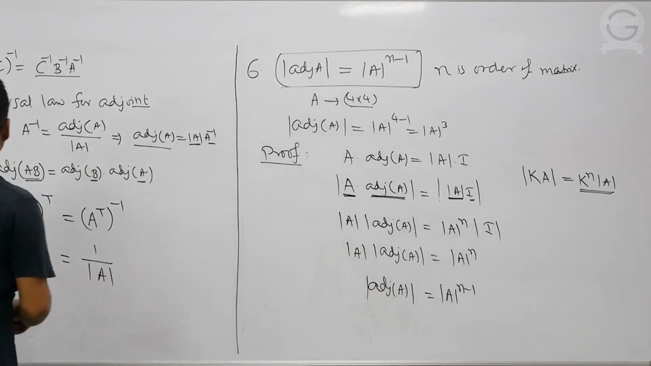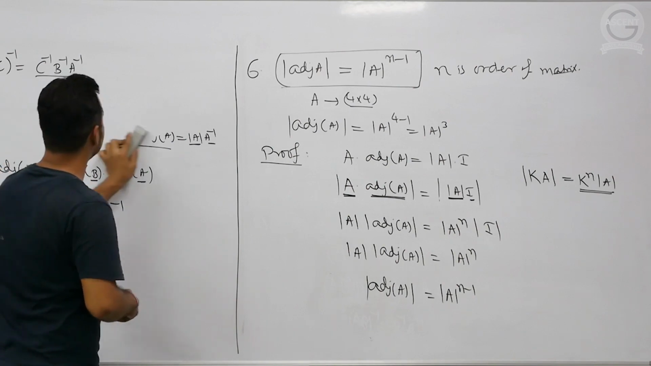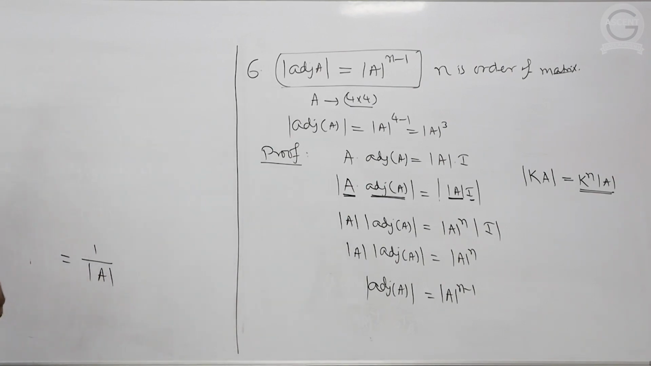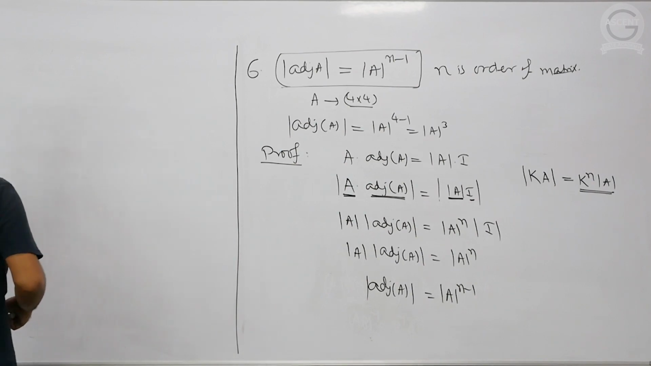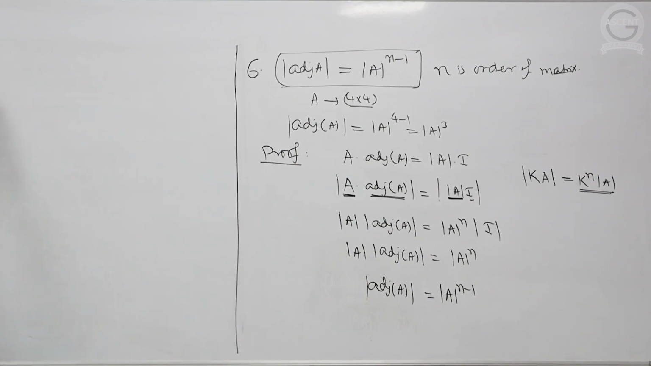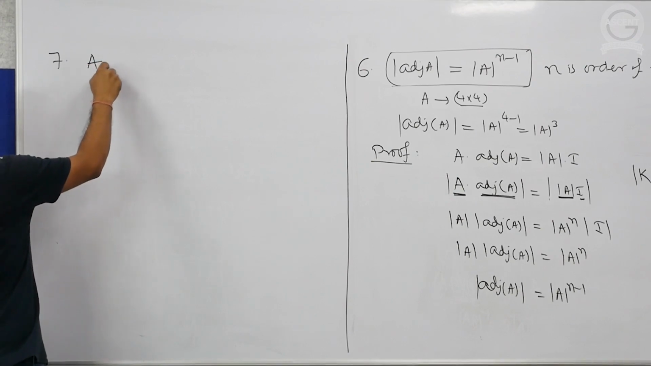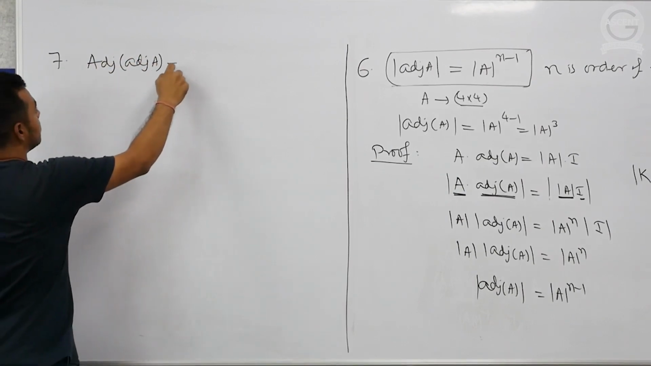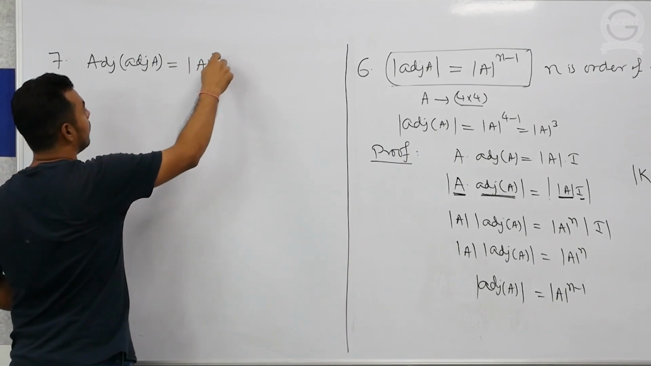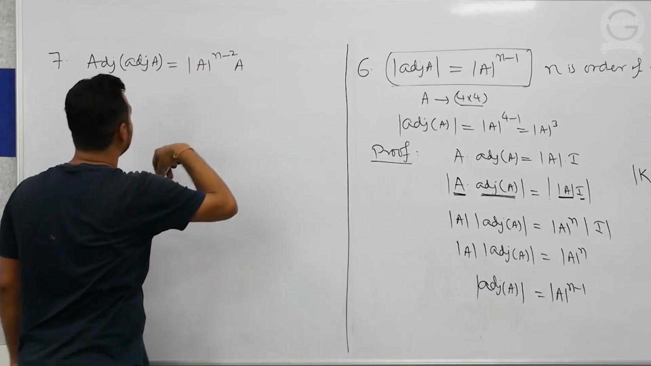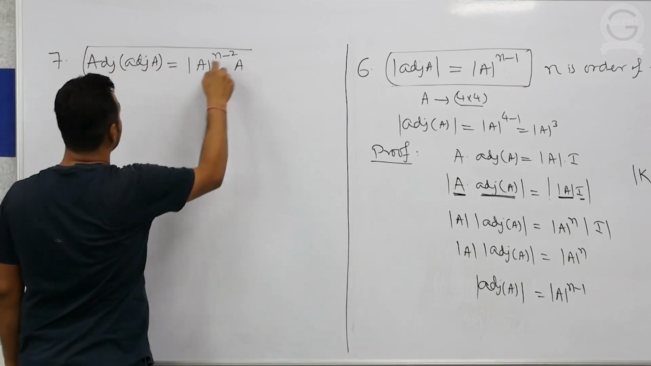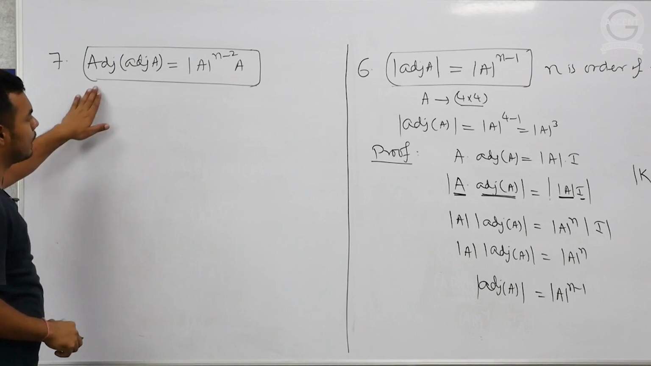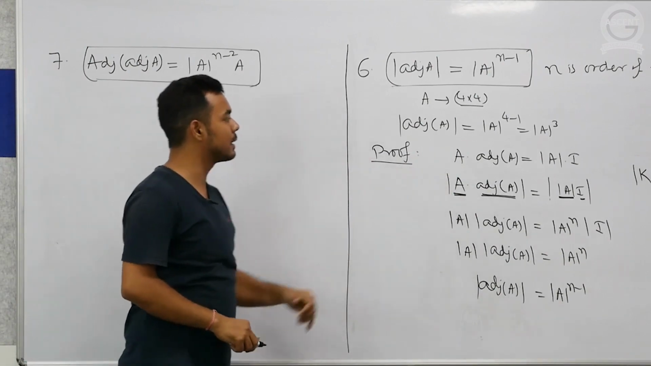After this we have to learn the last property of inverse and adjoint. Our seventh property is: adjoint of adjoint of A is determinant of A to the power n minus 2 into matrix A. Here again n is the order of the matrix. And again we can prove this result using this identity itself.